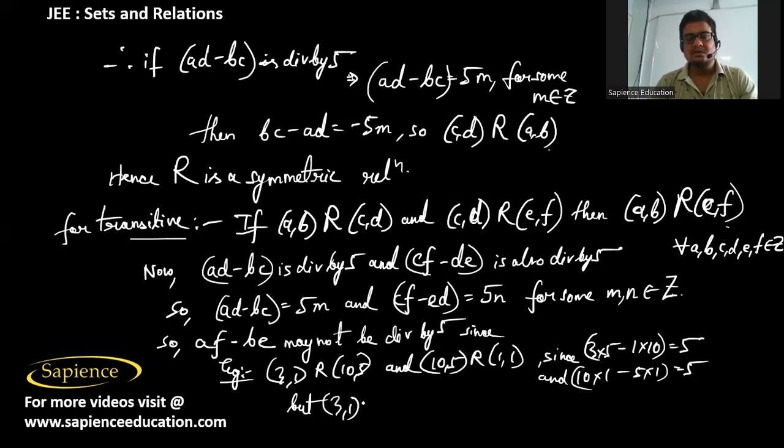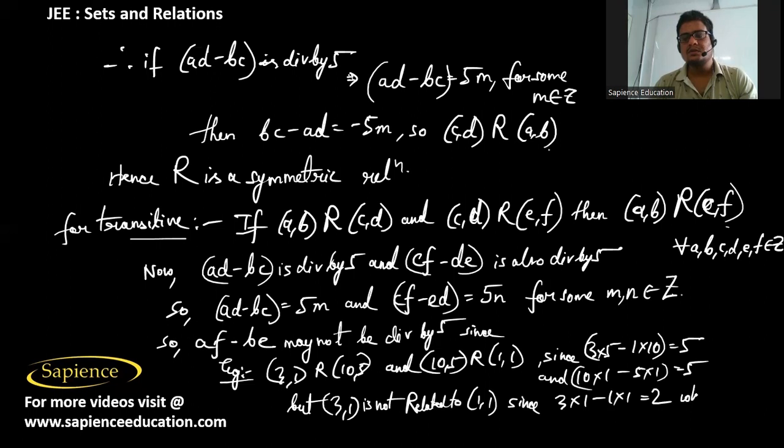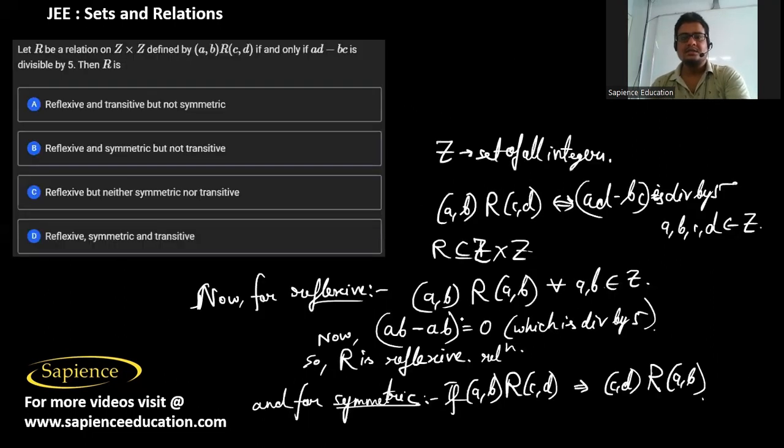But 3 comma 1 is not related to 1 comma 1. Since 3 into 1 minus 1 into 1 is equal to 2, which is not divisible by 5. So hence I can say that R is not a transitive relation. Therefore, the relation R is reflexive and symmetric, but not transitive. So option B is the correct answer.